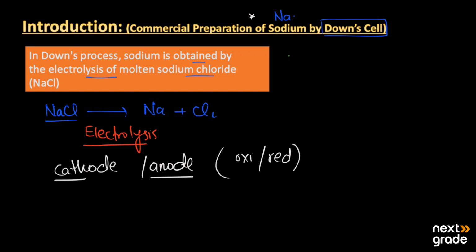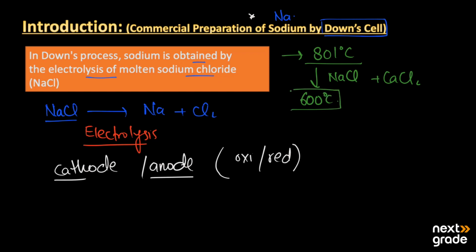So when we are preparing sodium metal by the Downs cell, as we know, the melting point of sodium chloride is almost 801 degrees Celsius, which is very difficult to handle. So to reduce the melting point of sodium chloride, we add some quantity of calcium chloride to it, and its melting point reduces to 600 degrees Celsius. So we allow it to work at this temperature.